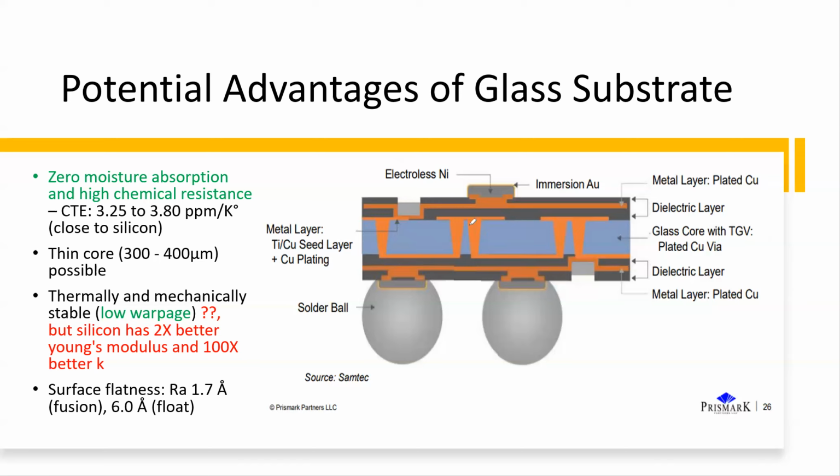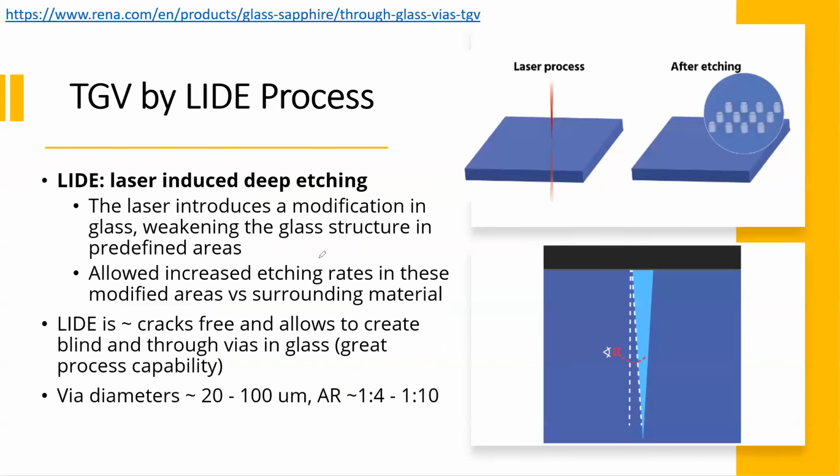So what do you do? People already figured out this process, called LIDE, laser-induced deep etching. LIDE is pretty common in the MEMS world. Now they improve it. This used to be done for MEMS. What they have in mind, like this LPKF machine, is a laser. They're using a laser to drill holes, and after that they etch away what's left inside.